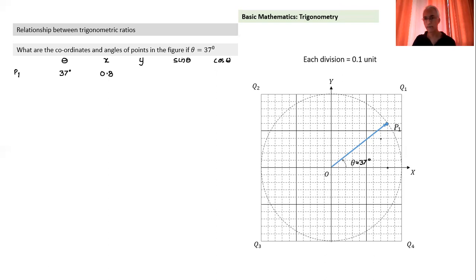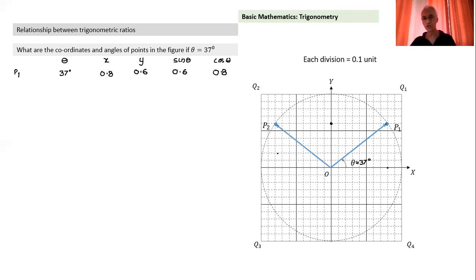In a similar way, to measure the y coordinate, I drop a perpendicular on the y-axis. This would be the foot of the perpendicular. And what is the y coordinate? 1, 2, 3, 4, 5, 6. Each division is 0.1 unit, so it will be 0.6. The y coordinate is 0.6. So what will be sine of 37 here? Sine of 37 will be equal to the y coordinate. Sine of 37 is 0.6 and cos of 37 is 0.8. So we are learning, but basically the idea is to relate angle and coordinates. So this is one. Let's do some more.